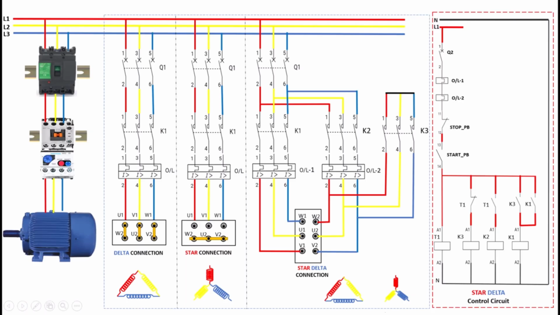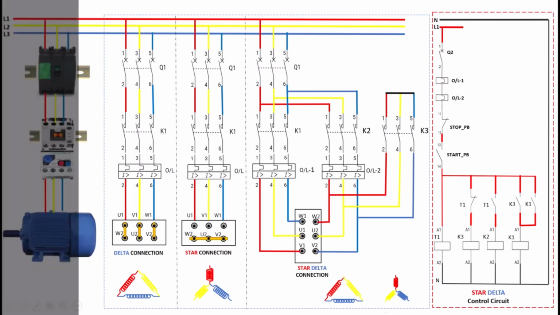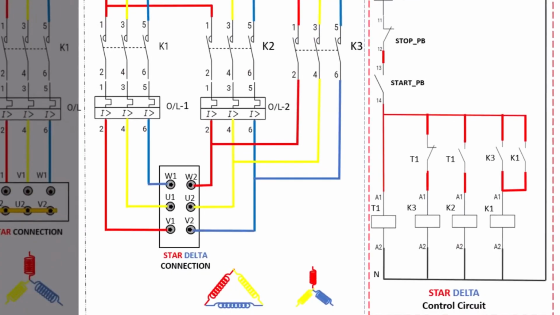After gaining clarity on the star and delta connections, let's move on to the star-delta connection in the same motor together. The star-delta starter method combines both the star and delta configurations, allowing us to make the most of each. The star-delta starter is widely used in the industry to reduce the inrush current of large motors during startup, which helps protect both the motor and the electrical system.